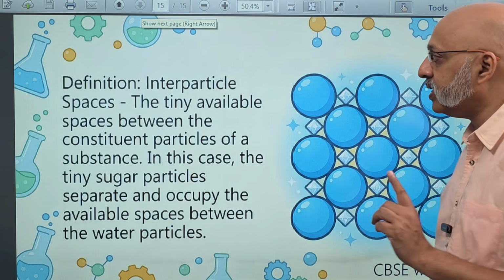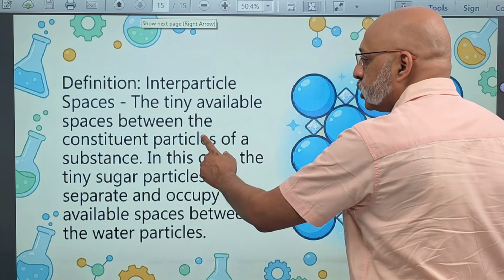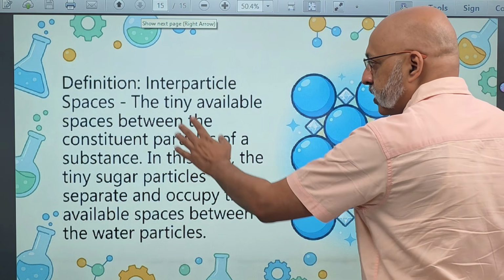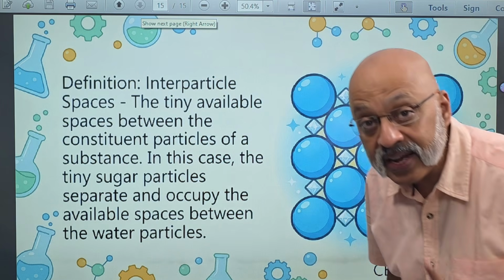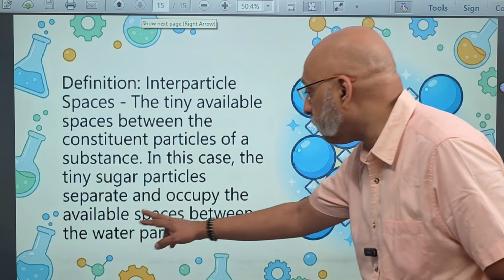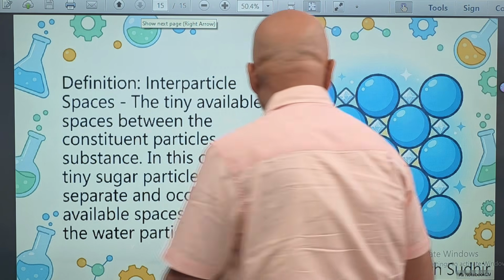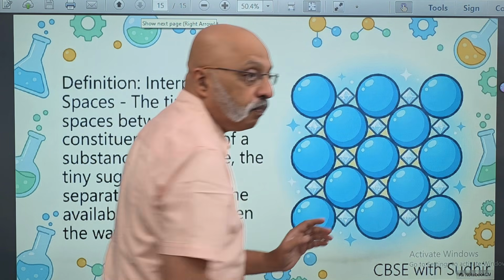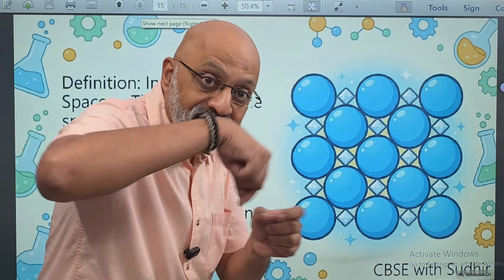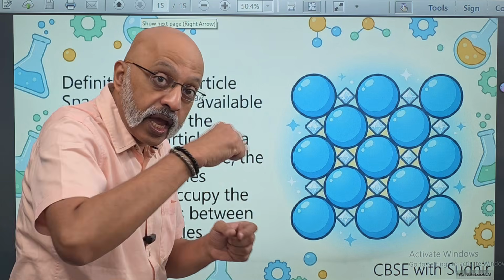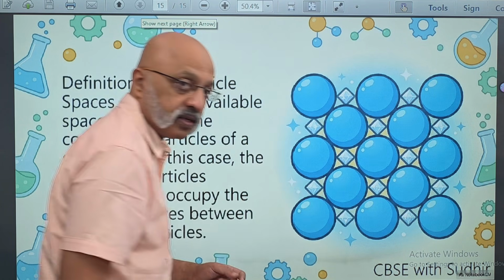So the definition is that interparticle spaces are the tiny available spaces between the constituent particles of a substance. In this case, the tiny sugar particles separate and occupy the available spaces between the water particles. Listen to this carefully. These are the water particles. The blue ones are the water particles. So the sugar particles that I stirred and dissolved in the water go and occupy the space which is available between the water particles.